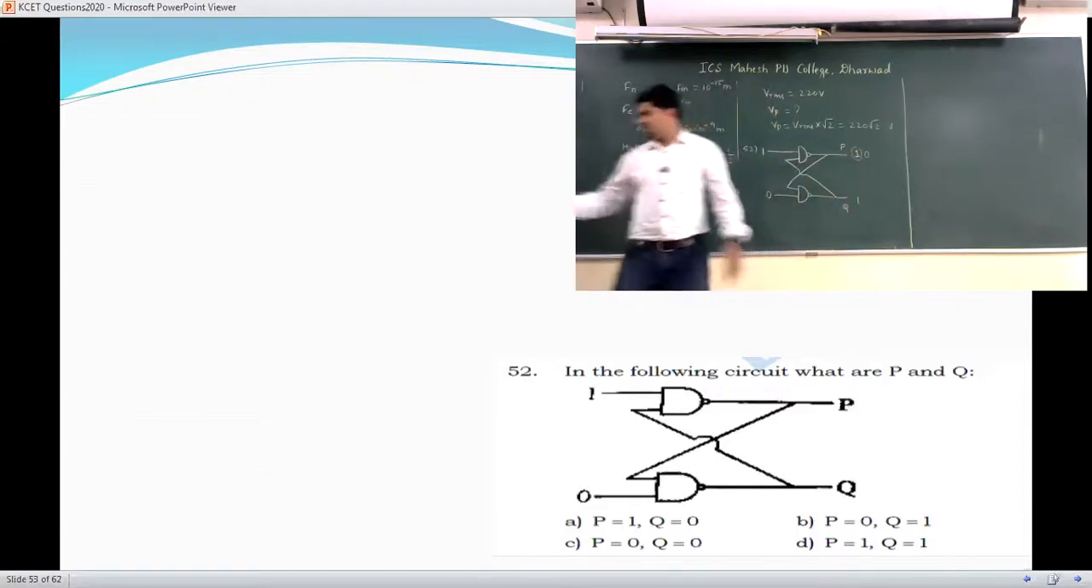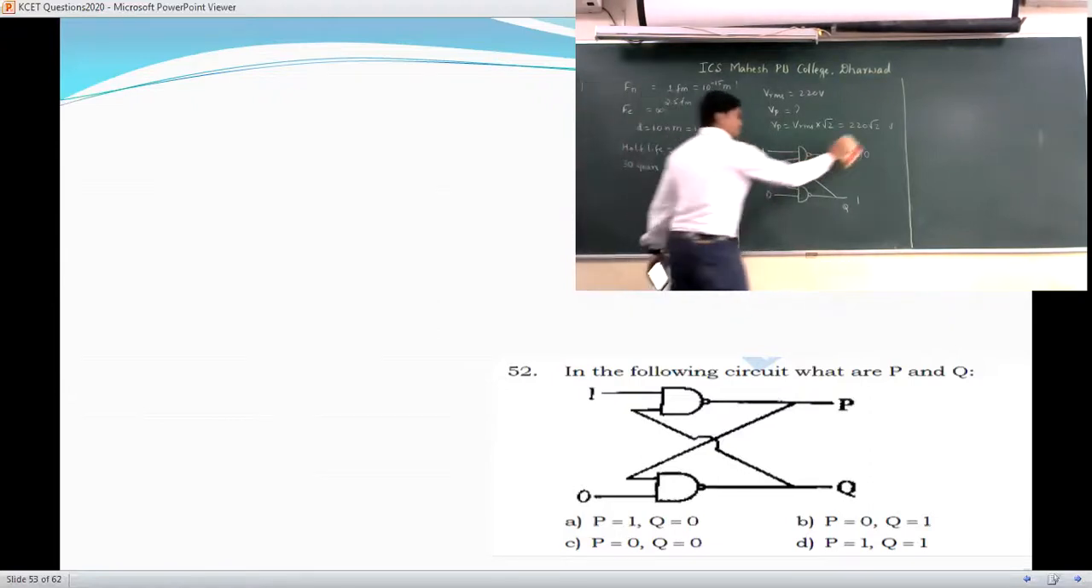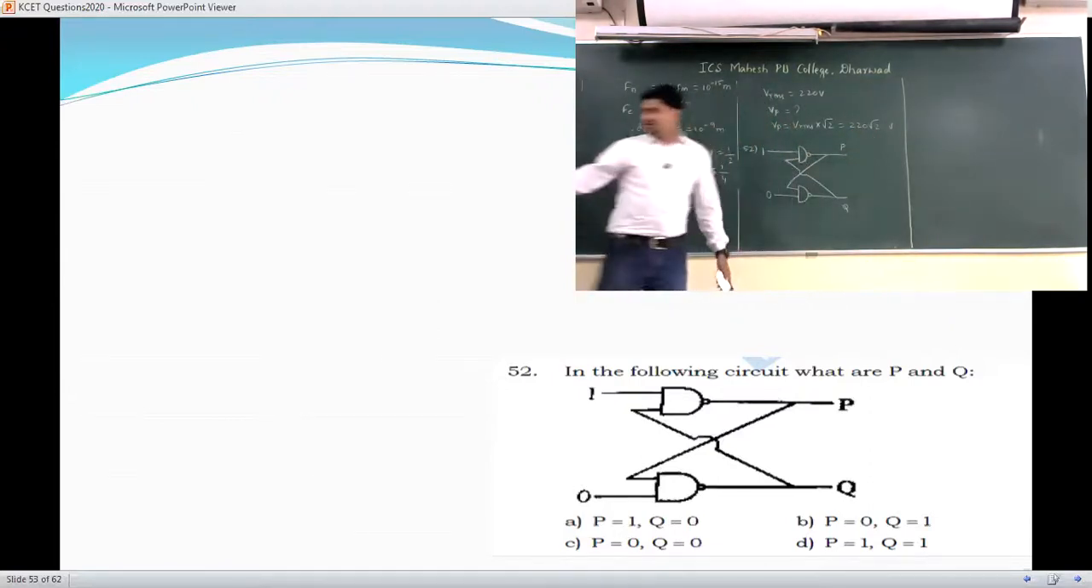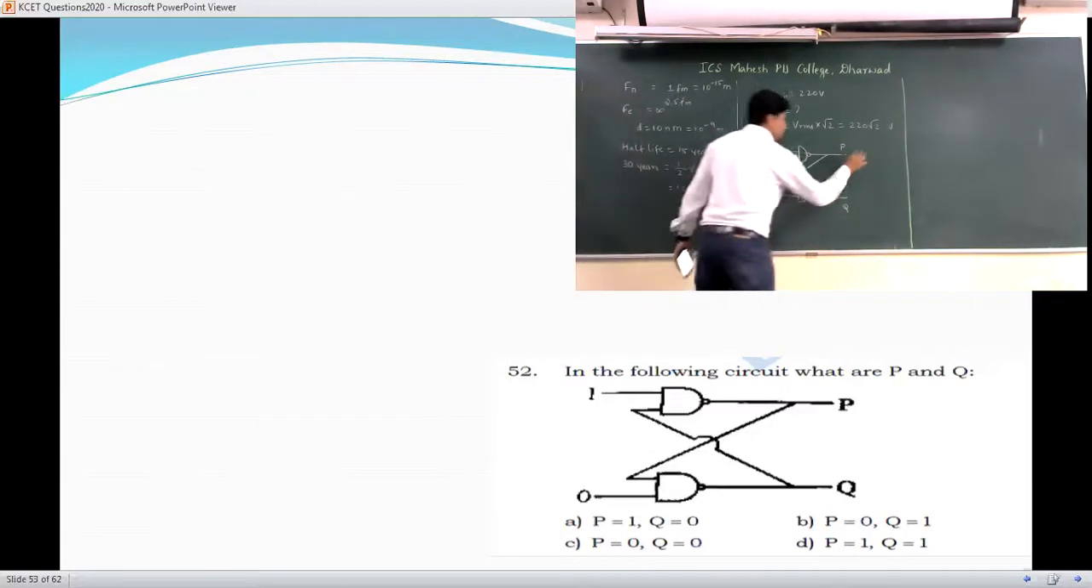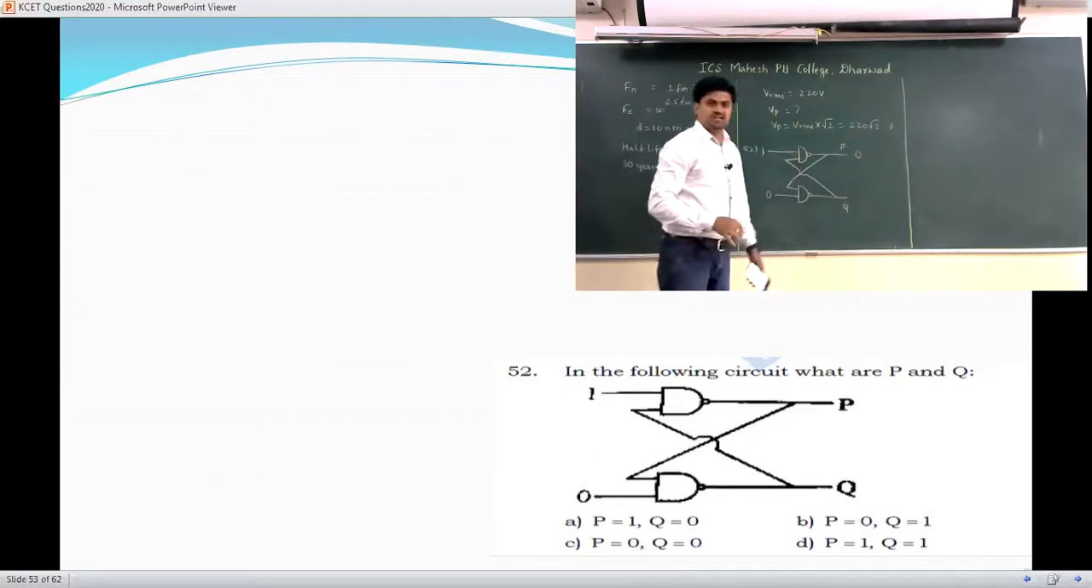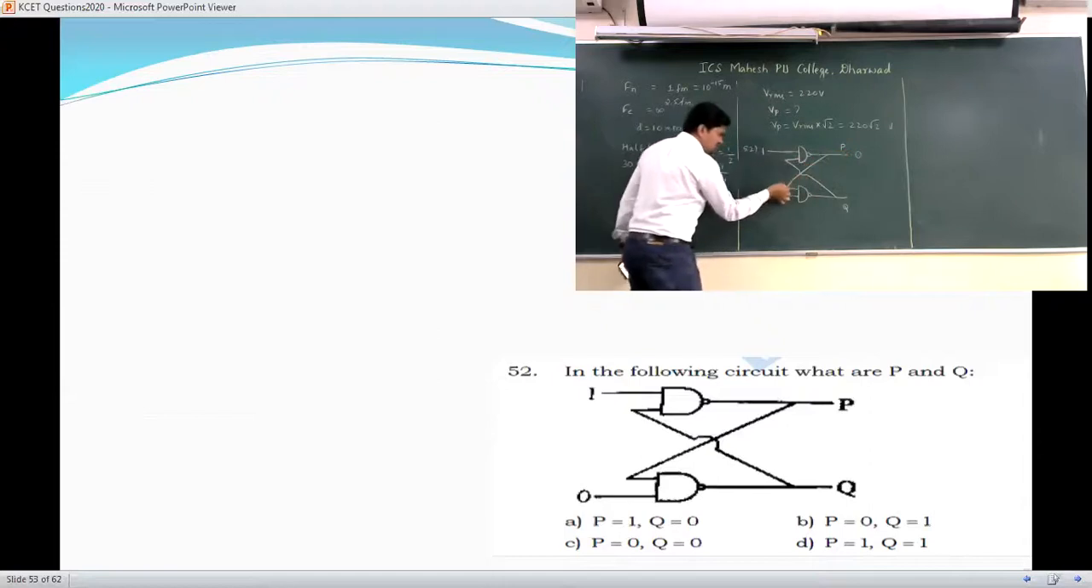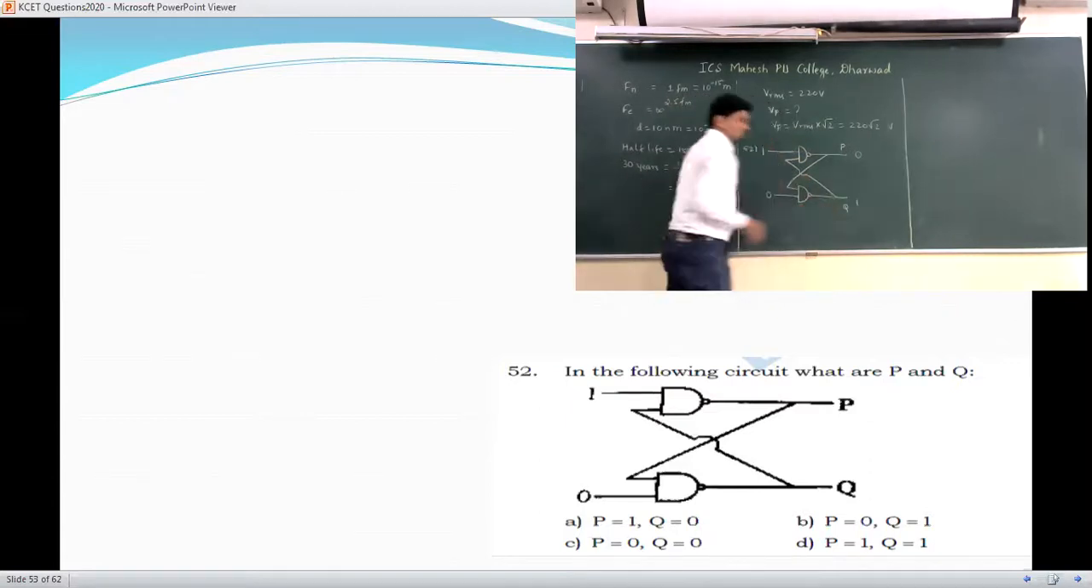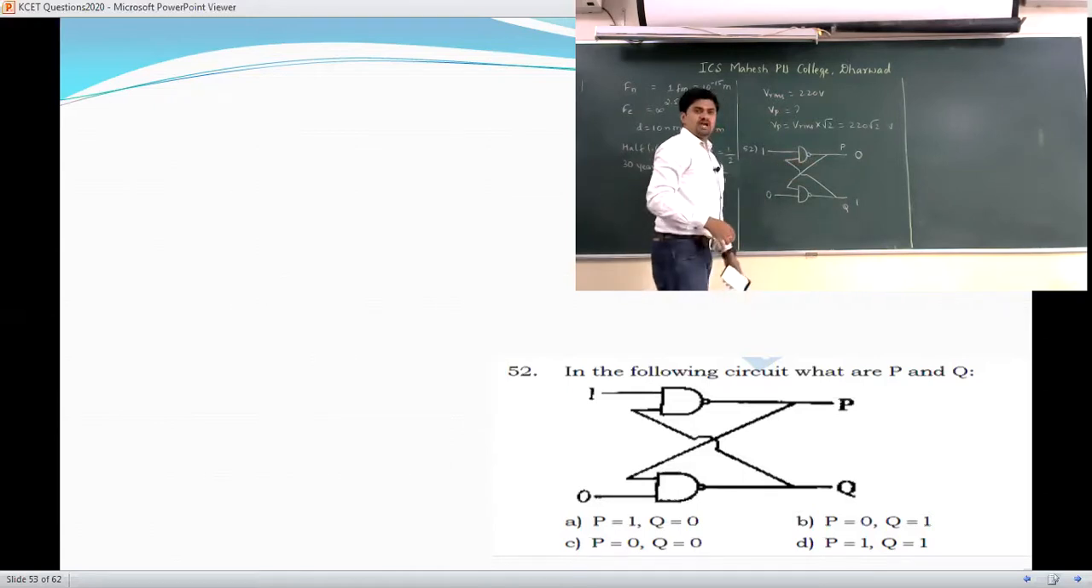Now I will change the condition. Here I will take the P value as 0. If I take 0, the inputs are 0 0. What will I get here? See, for 0 0, I will get 1. Output Q is 1. Now take that 1 here, so the inputs are 1 1, and the output of the NAND gate is 0. See, it is verified. That's why you can take these values as your answer.